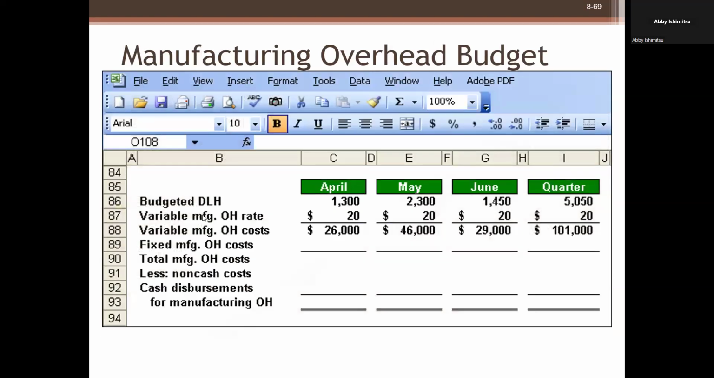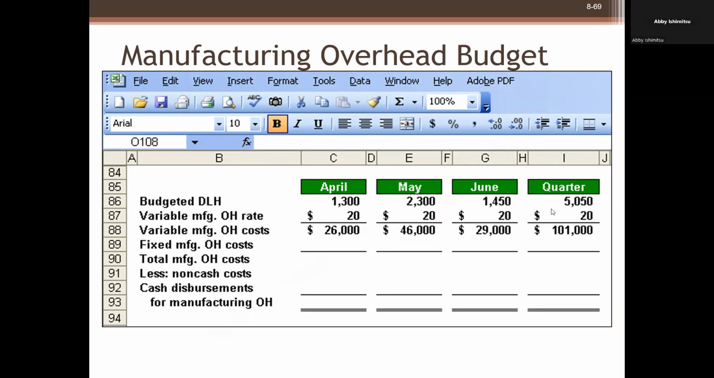All right. So first thing we do is we say, what's our budgeted direct labor hours? And these are going to be what we have forecast we will need, what we have budgeted, the hours that we will need in order to make that production. Now, you'll notice I'm using the hours that we calculated. I don't care what we're paying our employees at this point. I'm just using the actual hours that we calculated. 1,300, 2,300, 1,450. Here's our variable manufacturing overhead rate. And here's our variable manufacturing overhead dollars.